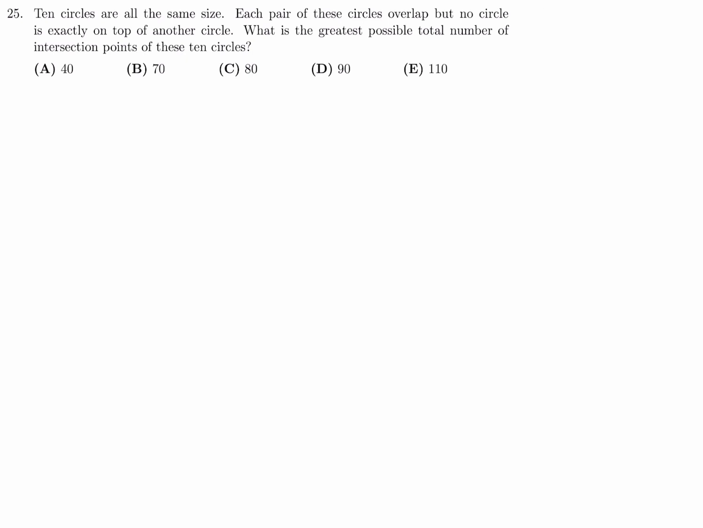Ten circles all are the same size. Each pair of these circles overlap, but no circle is exactly on top of another circle. What is the greatest possible total number of intersection points of these 10 circles?